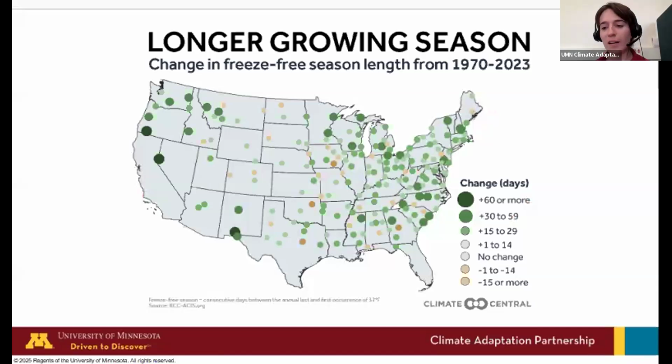That warming already has implications for agriculture. The growing season has increased, for example. So this is a graph showing the change in growing season length, otherwise known as the freeze-free season length, between 1970 and 2023. You'll note that in Minnesota, we've observed an increase of more than 2 additional weeks in the growing season over that time period.